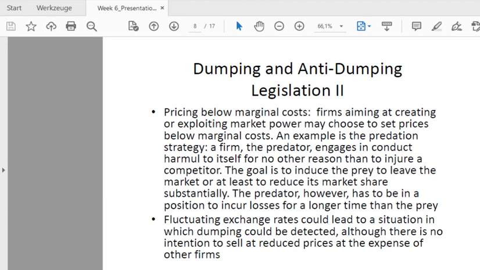Another interesting case of dumping happens because of fluctuating exchange rates. So there is no real intention on the side of firms to sell cheaper in a foreign market than they do in the home market. But if exchange rates fluctuate, then this could lead to a situation in which dumping could be detected by one of the governments, although there is no intention on the side of the firms to do so.